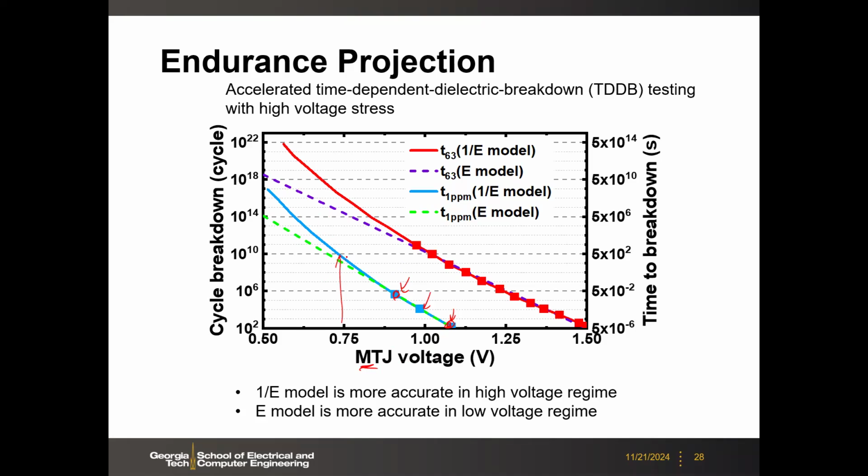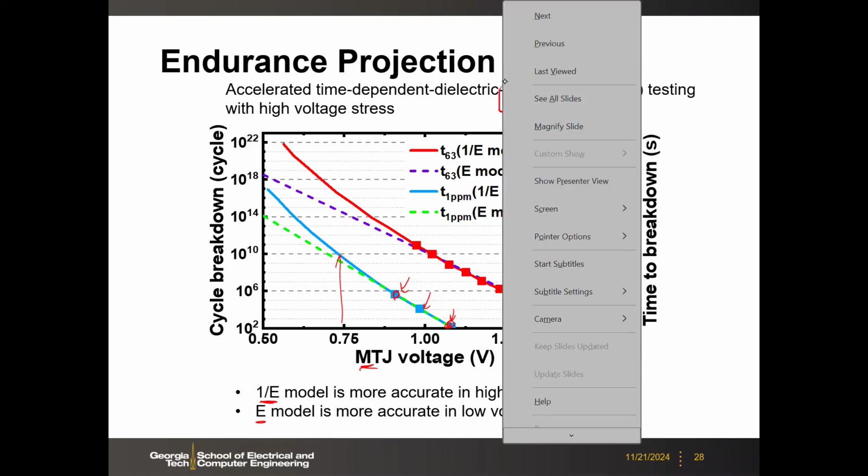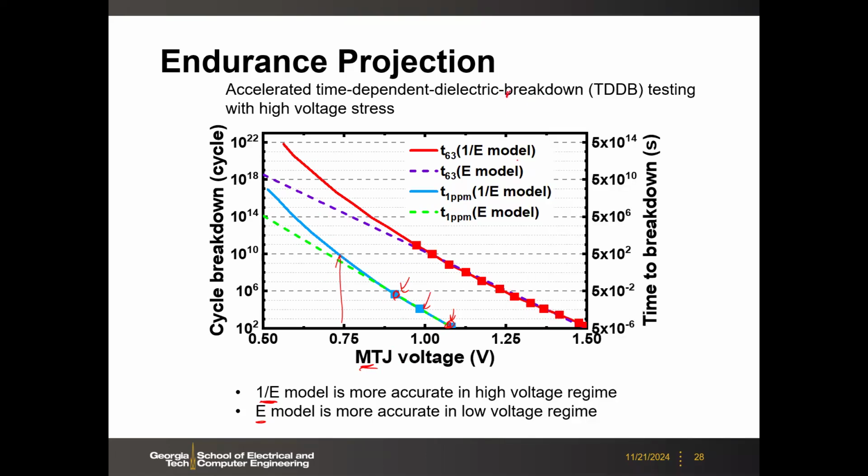So then how do you do the projection? Still, there is a debate in the community. There are two models for the TDDB. One is called E model, one is 1 over E model. So if you do the E model, it will be a straight line here. But 1 over E will have some curvature here. So even with the E model, which is more conservative, you see that here, maybe 10 to the power 10 cycles for the tail bits, the worst bits, okay.